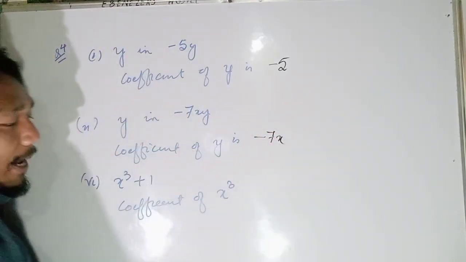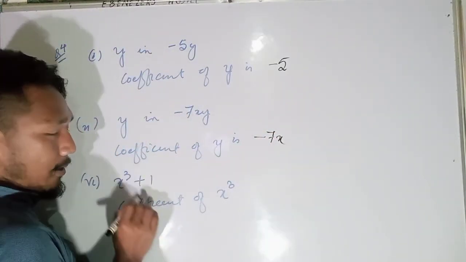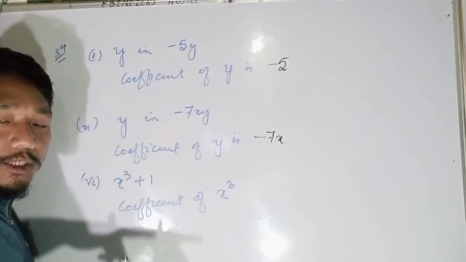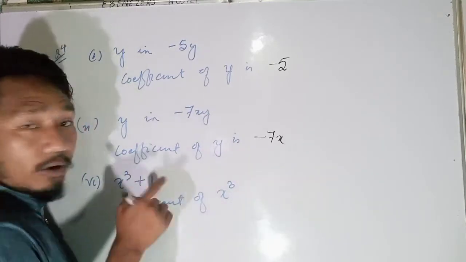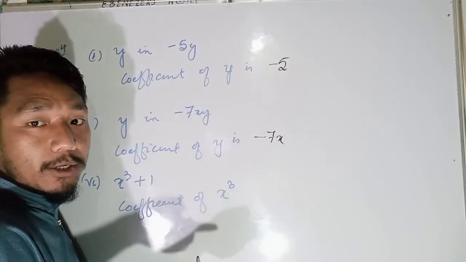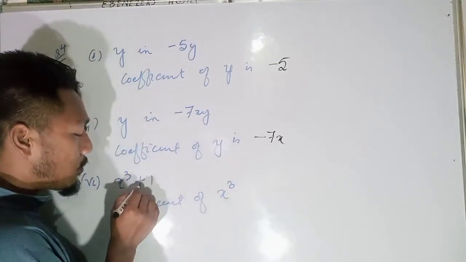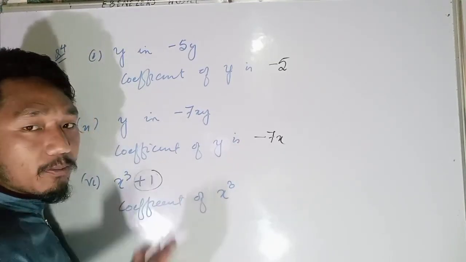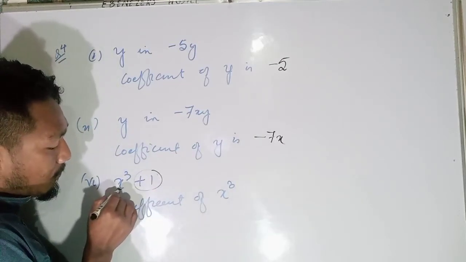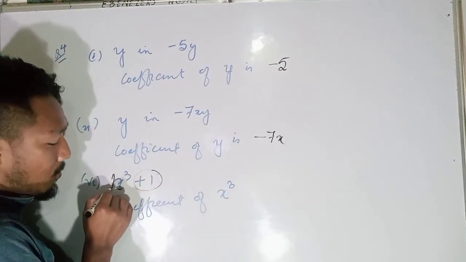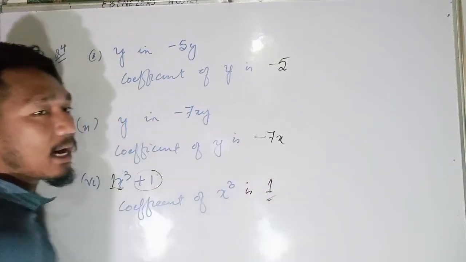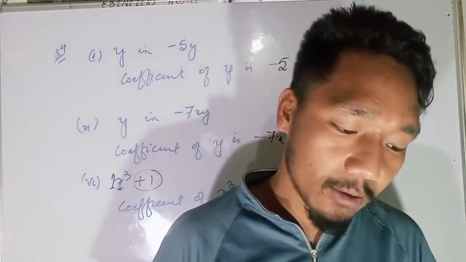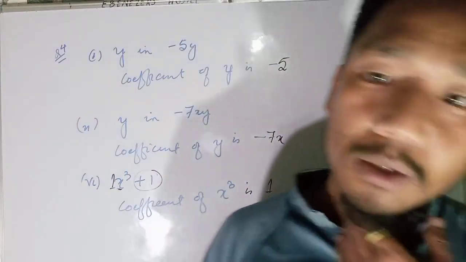Now the coefficient of x cube in x cube plus 1. We said the coefficient is the multiplying value of the variable, not additions. We are not talking about additions. The coefficient is multiplying, so this plus 1 will not be included. In front of x cube we know that there is 1. So the coefficient of x cube is 1. This is your answer for the entire question number 4.